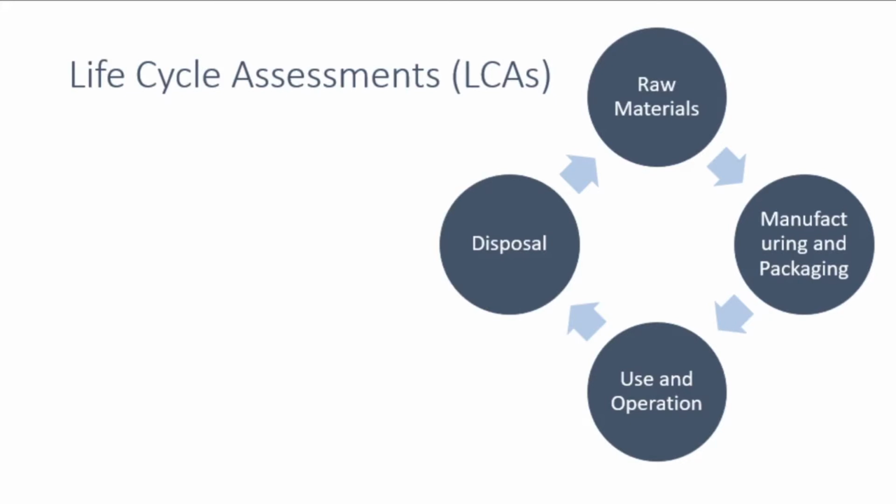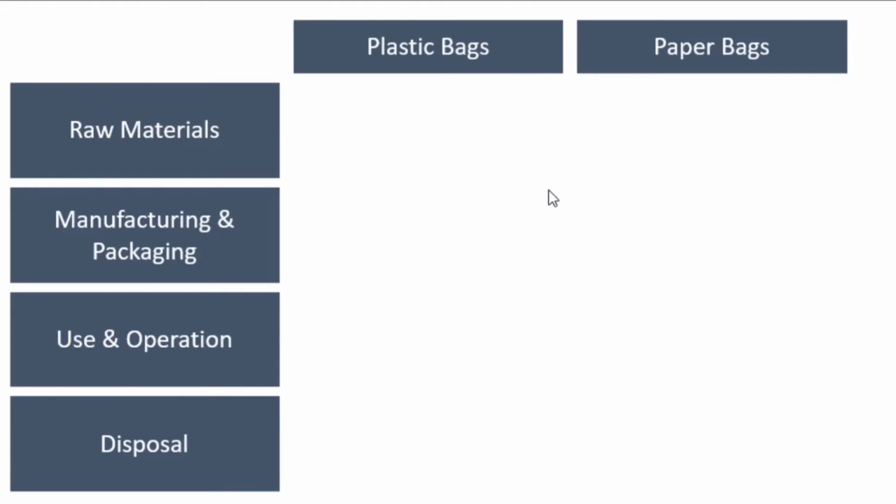So when we're thinking about how we're going to answer this question, we want to think about answering it in terms of those 4 categories. Where we're comparing plastic bags and paper bags, we want to compare the raw materials that are used, the manufacturing and packaging, the use and operation, and the disposal. And realistically, we want to make a point about each, a comparative point, to help pick up those 6 marks.